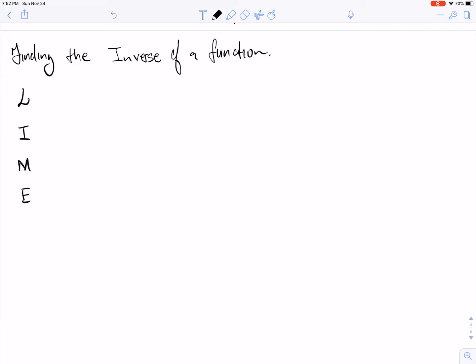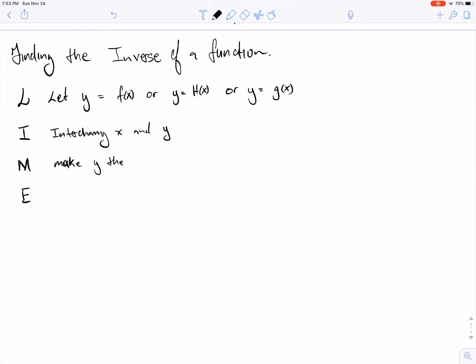And L stands for let y equal f of x, or y equal h of x, or y equal g of x, whatever the function is that you're given. You let y equal to that function, and then I interchange x and y. Miss the e there on interchange, but we want to interchange x and y in the equation, and then we want to make y the subject of the formula, and then express y as the inverse. So it's 4 simple steps to find the inverse of a function.